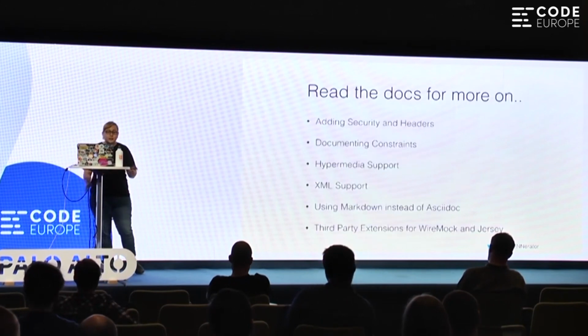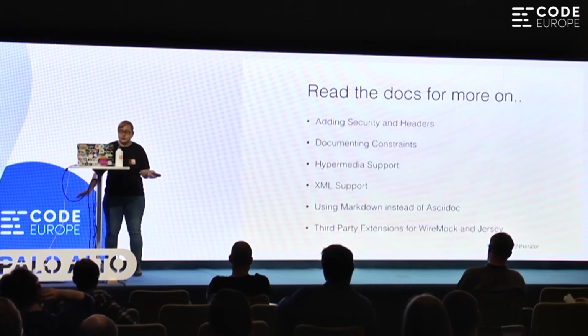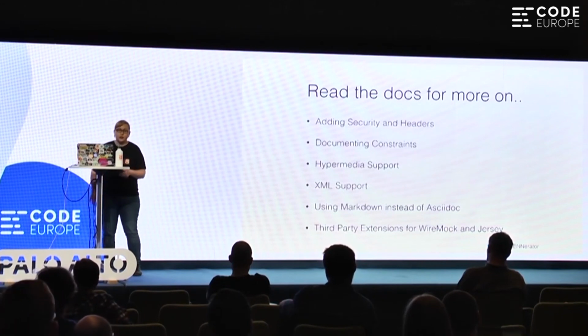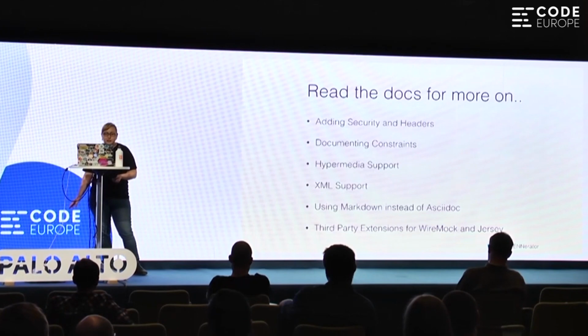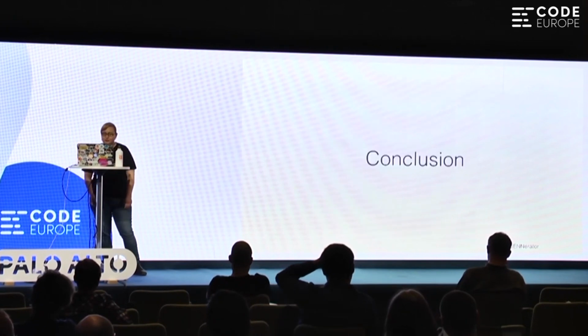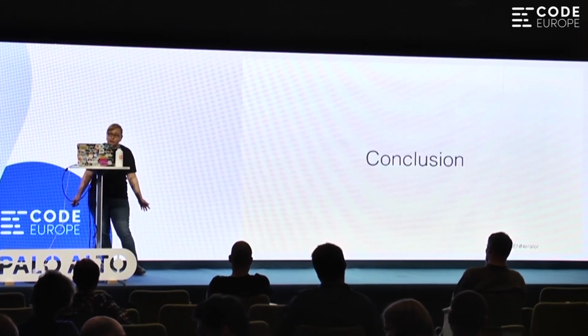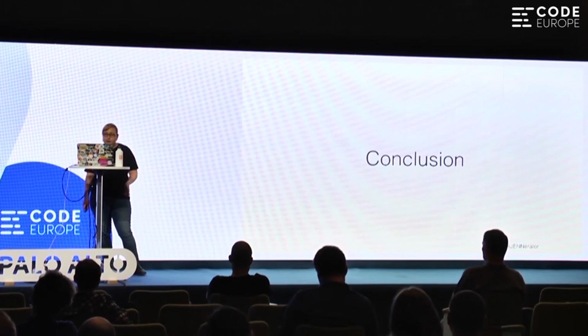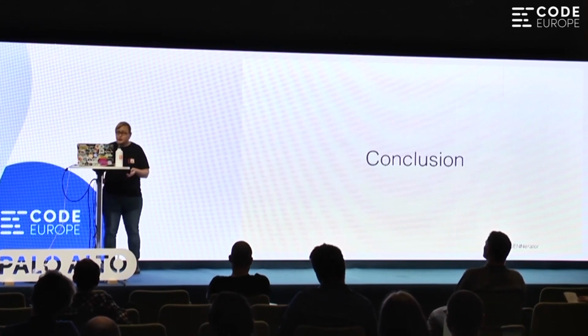Okay. There's a lot of information that I haven't even started to cover with how to do security, constraints. I didn't touch hypermedia or XML, but you can read about that. It's a documentation tool. The documentation is wonderful. Okay. So in conclusion, we found that API documentation is complex. You should pick the tool that's right, whether that's Swagger or Spring REST Docs. It depends on your use case.